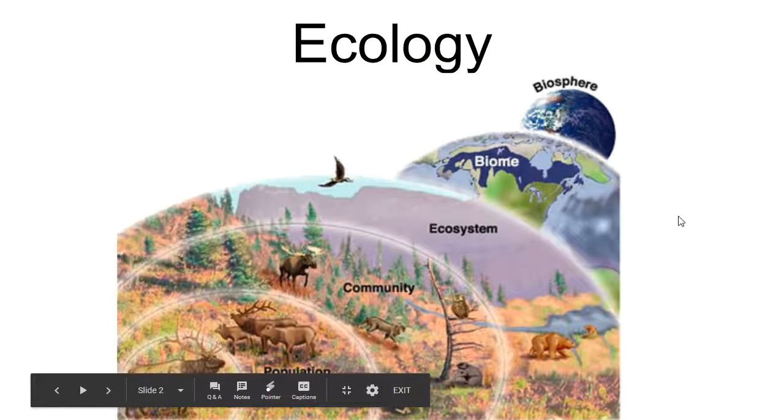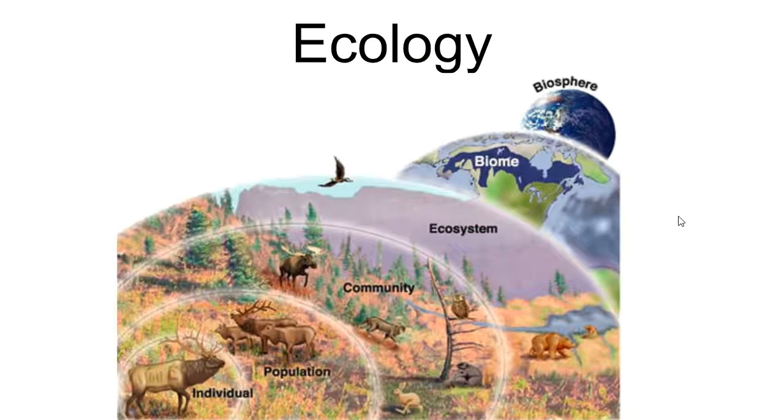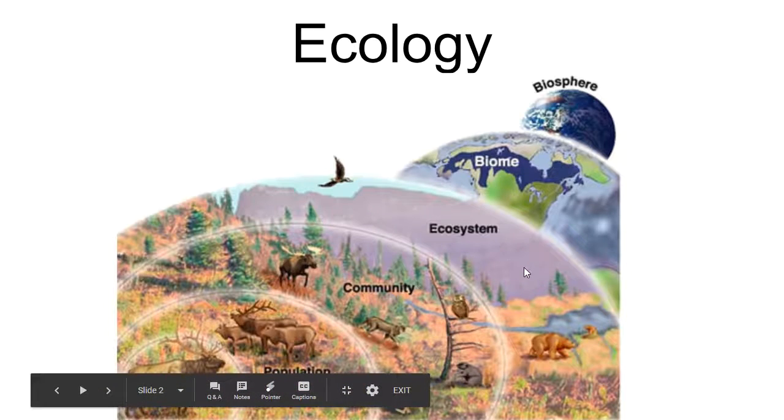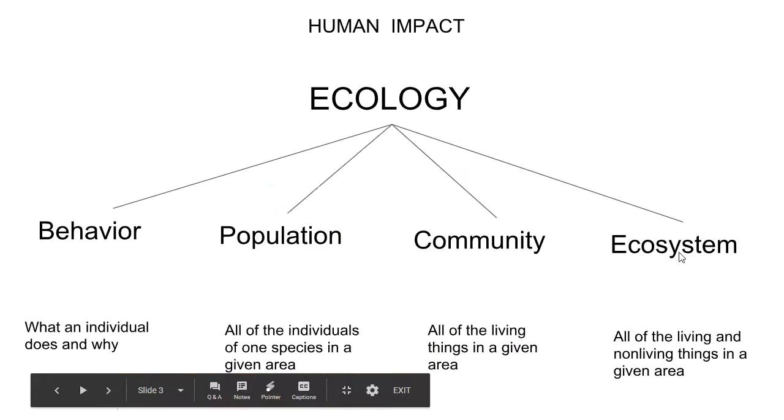All right, so we are starting this part on ecology, and this video is going to focus on populations. Ecology can be studied many different ways, from individual behaviors to groups of one species to all the living things to the living and non-living things, like all the abiotic factors, the non-living things that come in as well. So this one's focusing more on the population, all of the individuals of one species in a given area.